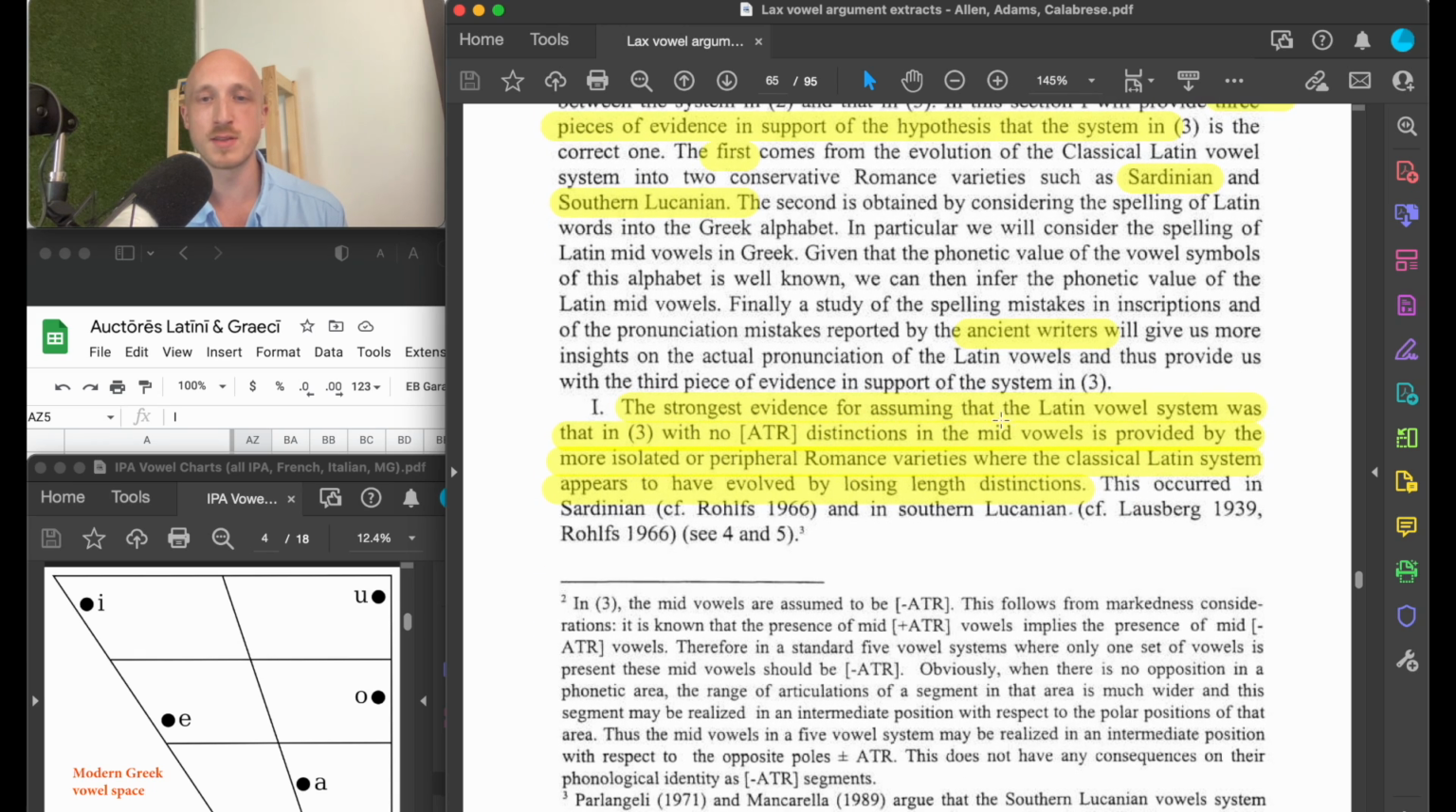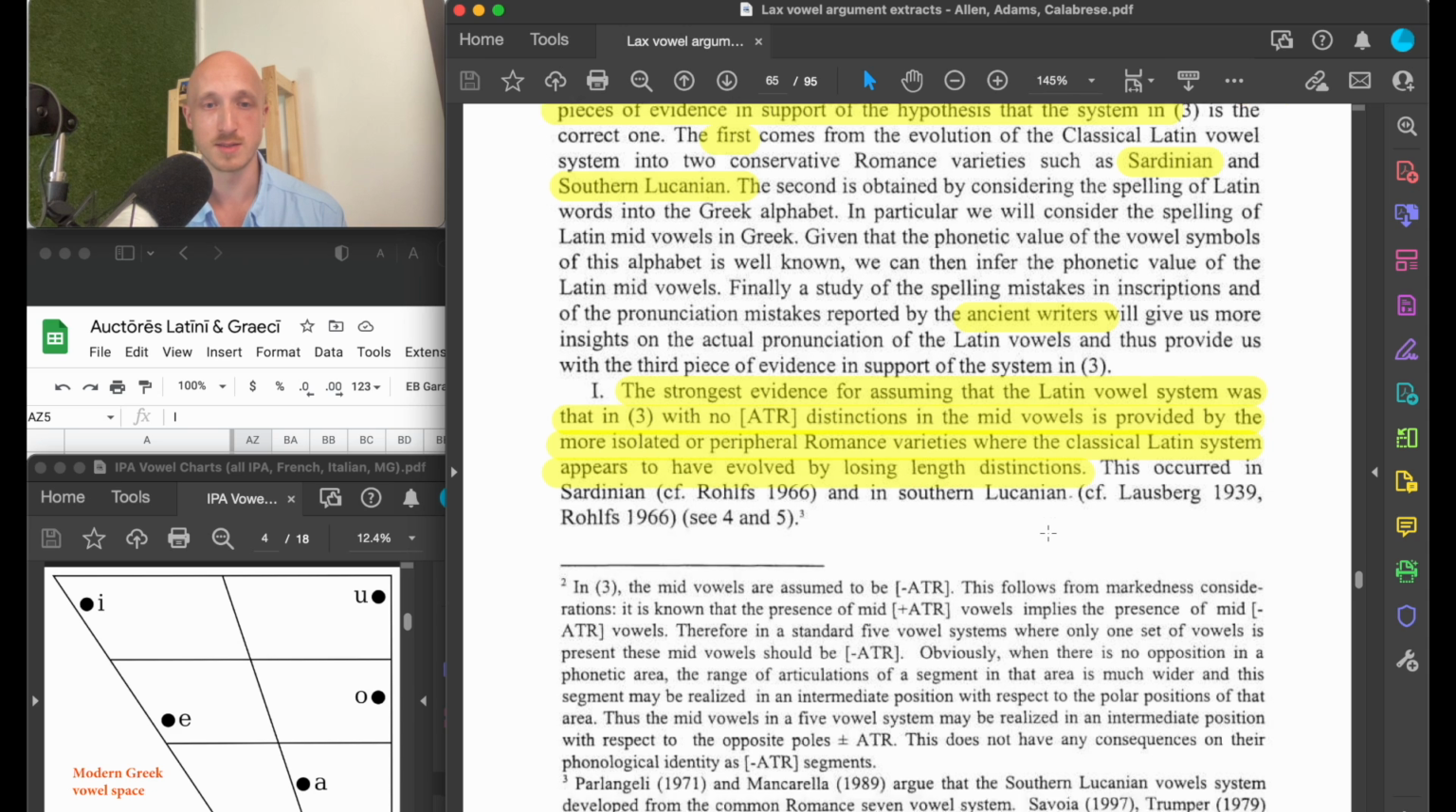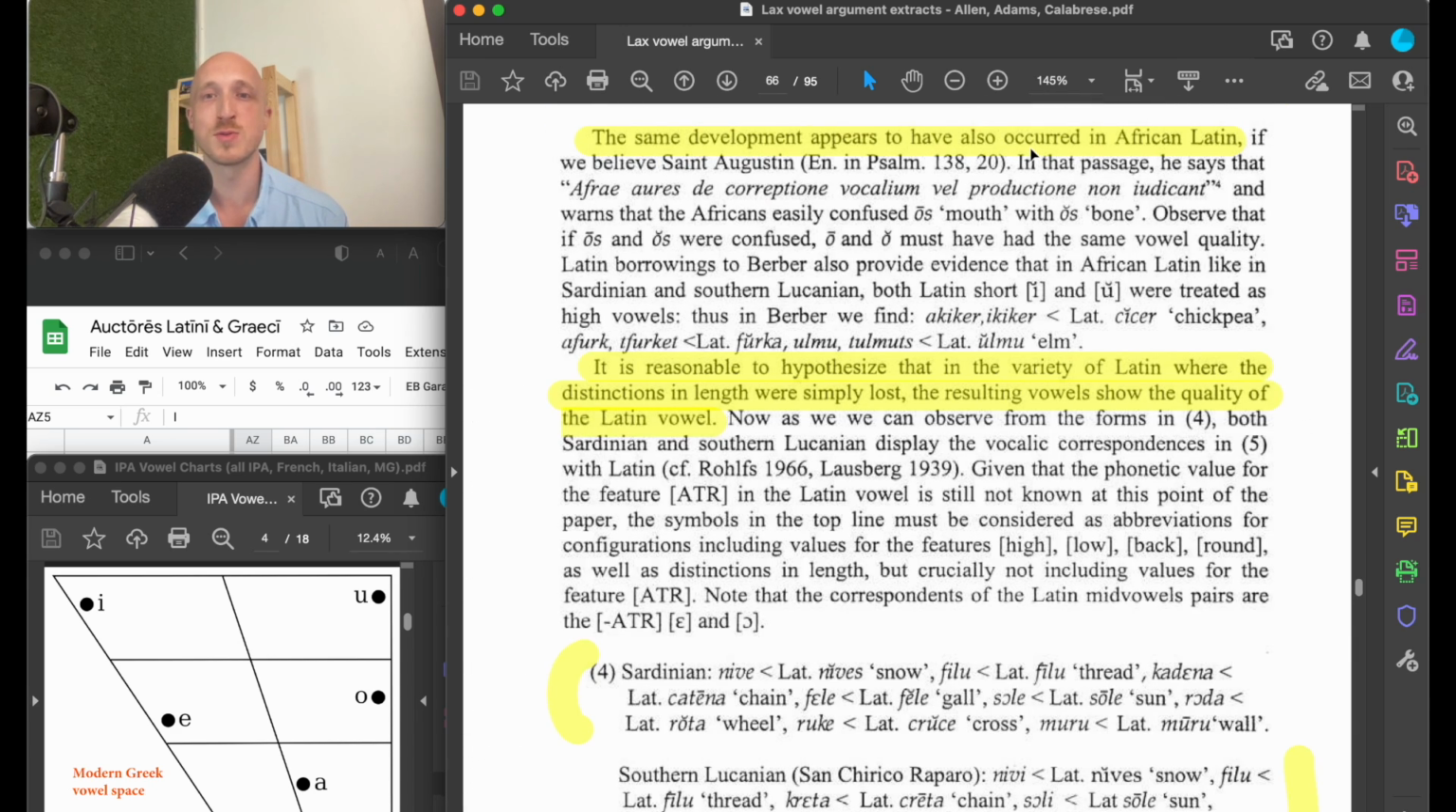So the strongest evidence for assuming that Latin vowel system, that is the system that I use, the Calabrese vowel systems with no ATR distinctions in the mid-vowels, is provided by the more isolated or peripheral Romance varieties, where the classical Latin system appears to have evolved by losing length distinctions, specifically Sardinian and Southern Lucanian. The same development appears to have also occurred in African Latin. We've already seen this, and I accept it.